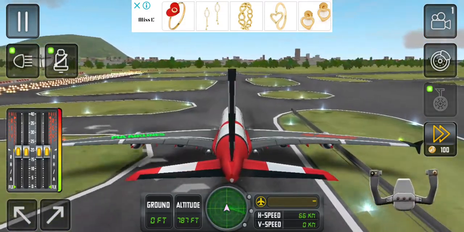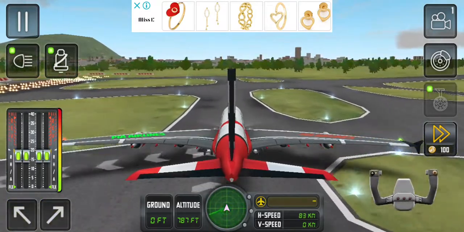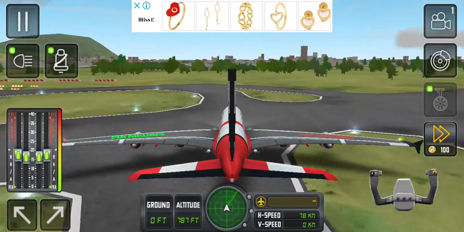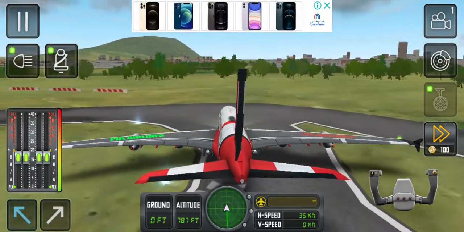Let's go to the runway pretty quick and we have to hold there for a few seconds for ATC to give permission to fly.